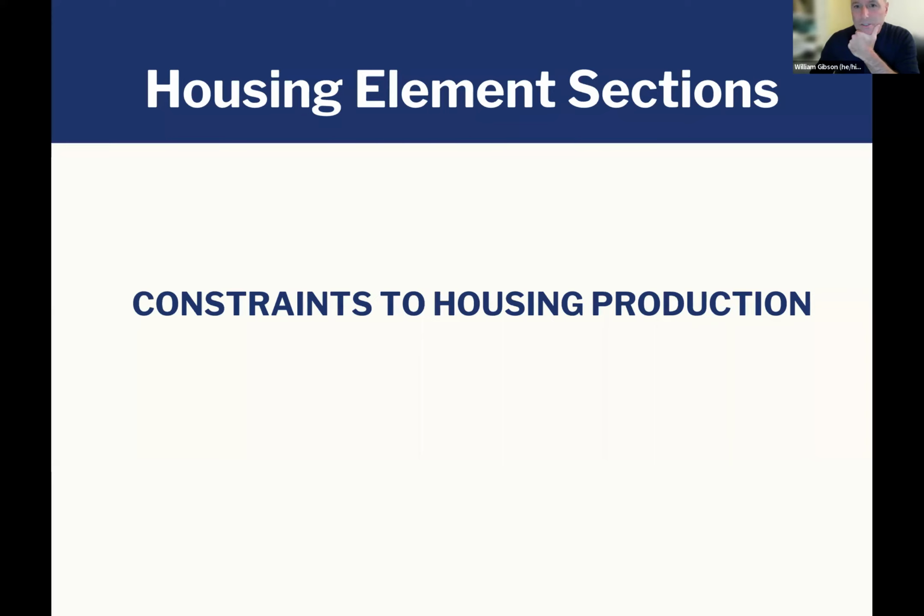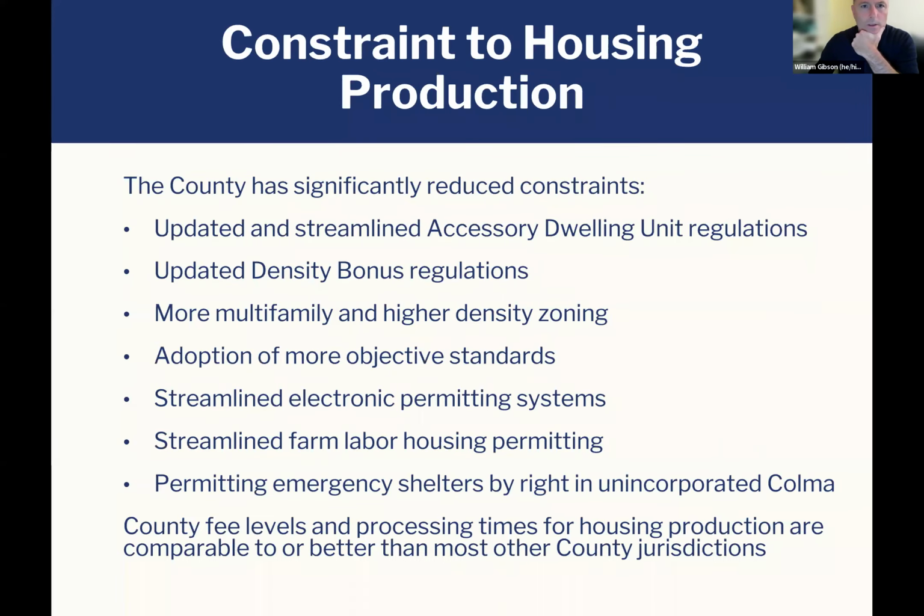Turning to constraints to housing production. The county over the last 10 years has significantly reduced constraints to housing production. So we have updated and streamlined our accessory dwelling units to make it far easier for those types of units to be created. We've updated the density bonus regulations, which allows denser housing in exchange for the provision of affordable housing. We have adopted more multifamily and higher density zoning districts to streamline the process of creating multifamily housing.